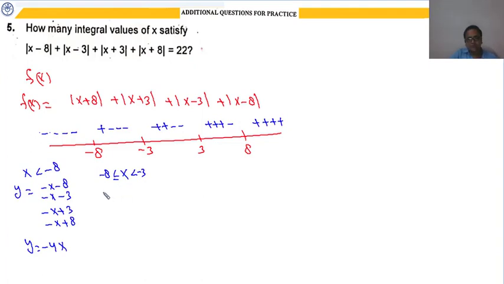In the second interval, when x is greater than or equal to minus 8 and less than minus 3, the first mod is positive, whereas the others are negative. So x plus 8, minus x minus 3, minus x plus 3, minus x plus 8. Y comes out to be minus 2x, plus x minus x cancel out, minus 2x plus 16.